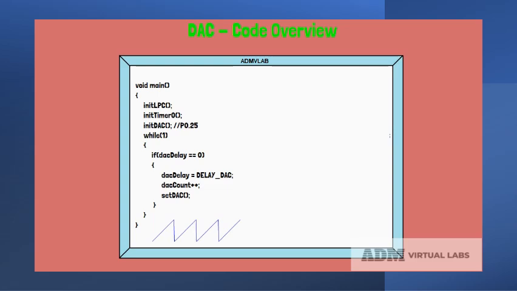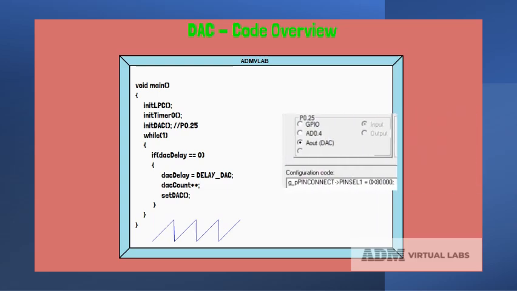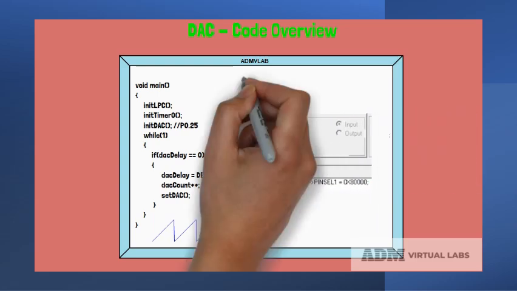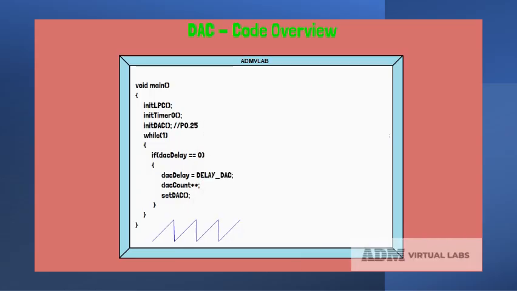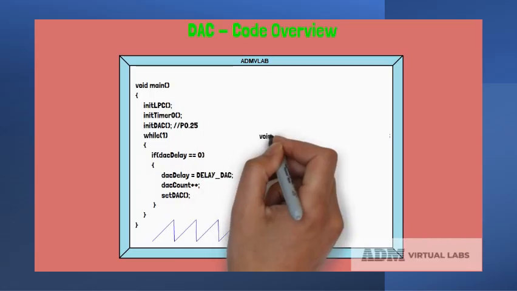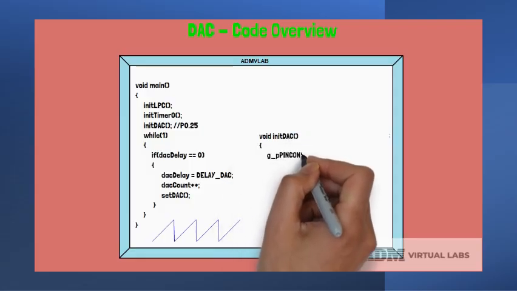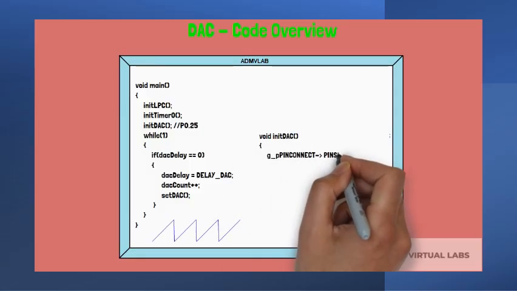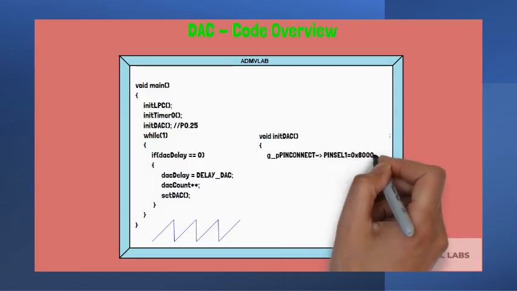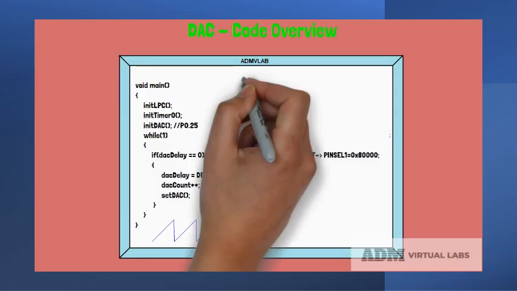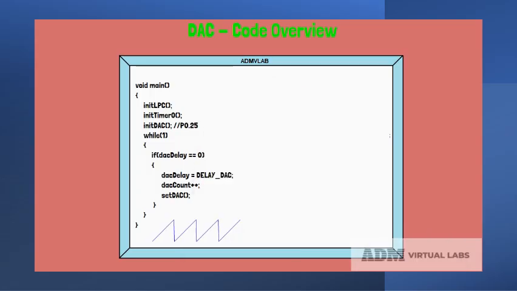LPC2148 has an on-chip DAC peripheral, which has 10-bit resolution for generating precise analog output voltages on a physical pin. The 10-bit DAC output voltage range is from 0 volts to a maximum of the applied reference voltage in 1024 equal steps. Hence the first step is to configure the pin select 1 register to make the P0.25 pin a special function DAC output. The DAC conversion starts the moment we write into the DAC register.